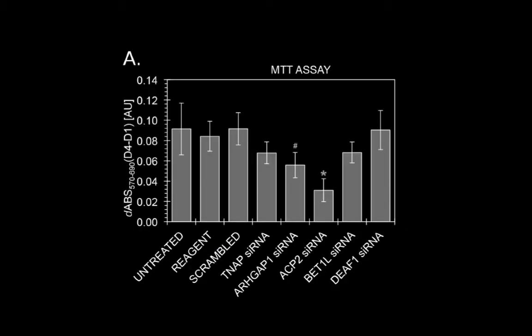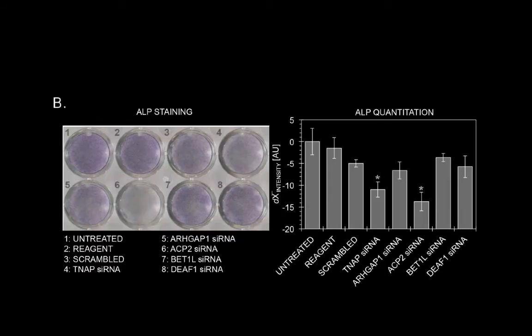Next, we tested if the metabolic and proliferative activities are reduced with siRNA treatment using an MTT assay. We observed a significant reduction in metabolic activity when treated with ACP2 siRNA. Additionally, we measured the alkaline phosphatase activity, or ALP, of each gene following siRNA treatment, in which purple indicates high ALP activity. ALP is normally highly expressed in differentiating osteoblasts. We observed that ACP2 siRNA significantly reduced ALP staining and therefore early differentiation.